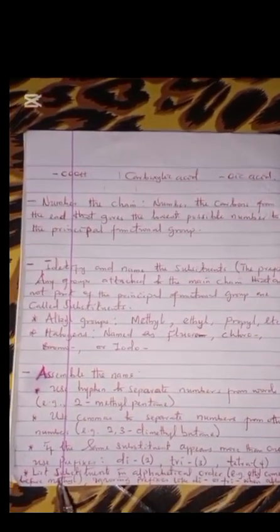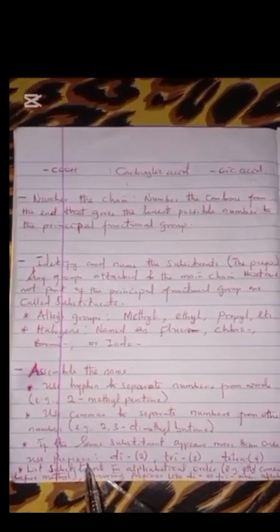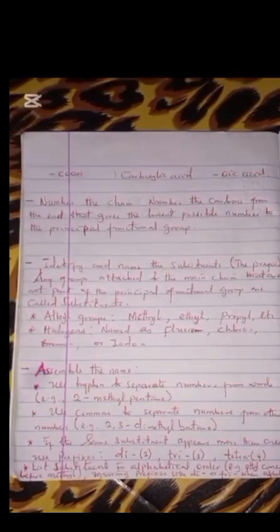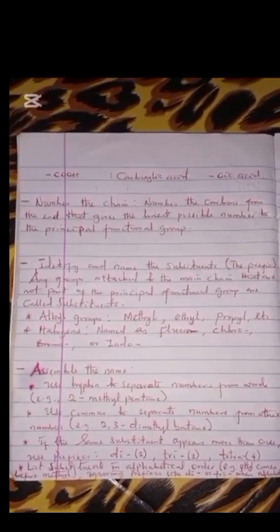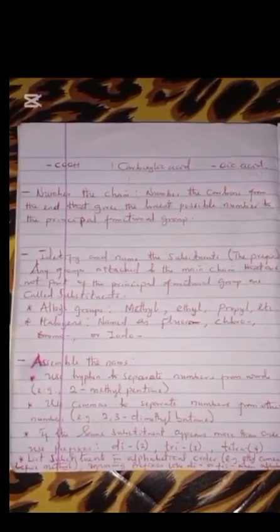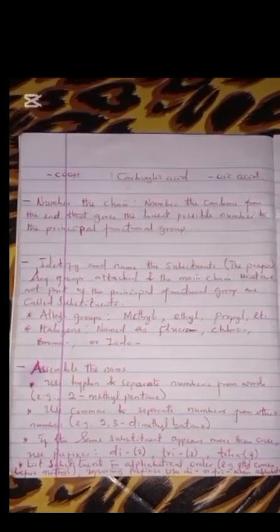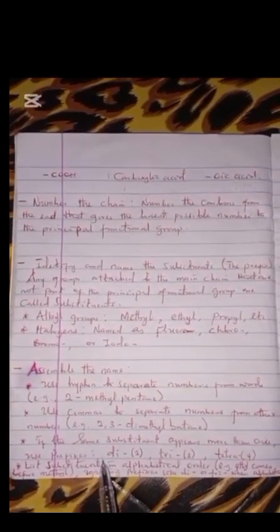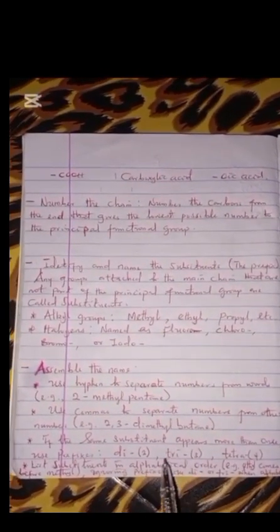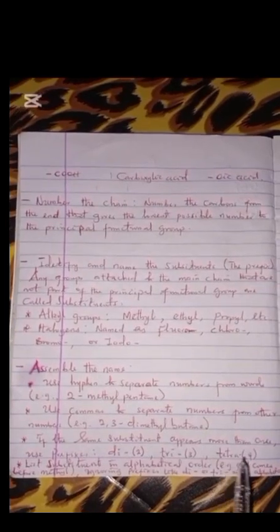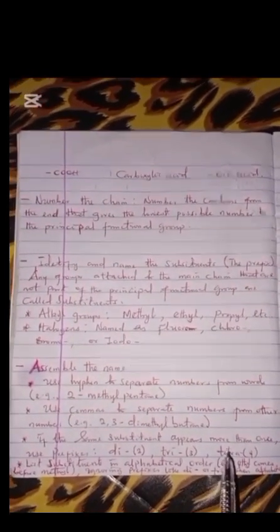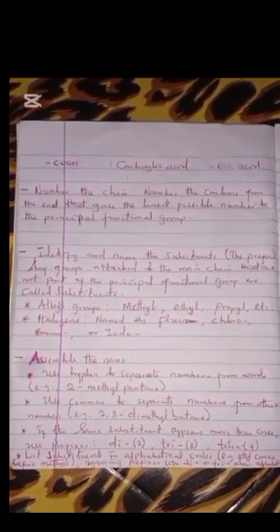Another one is that if the same substituent appears more than once, what do you need to do? You use prefixes. If you have a substituent that appears more than once, such as 2 of it, you call it di. If you have 3 of it, you call it tri. If you have 4 of it, you call it tetra. If you have 5 of it, penta, and so on.